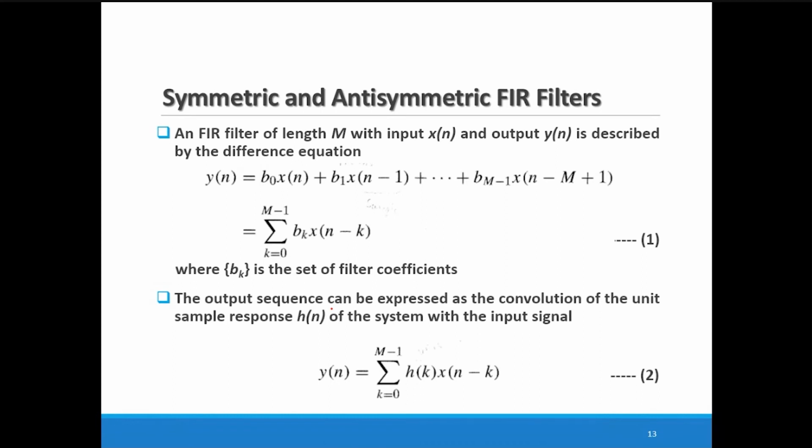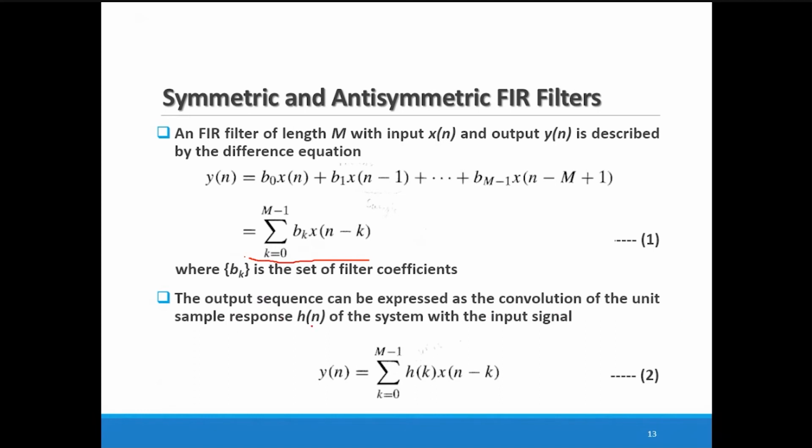So this is a generalized equation in the form of a difference equation, where bk is nothing but the filter coefficient. The output sequence can also be expressed as a convolution of the unit sample response h of n of the system with the input signal. So we can write y of n, the FIR filter, in this format: y of n is the summation from k equal to 0 to M minus 1 of bk x of n minus k. The same thing we can represent like this.